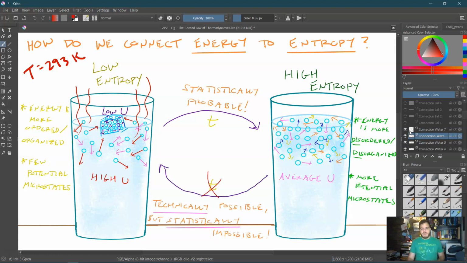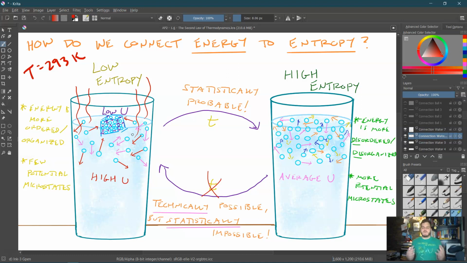Whereas if we go in the opposite direction, it is technically possible. So technically I could say, well, this could go to here. But it is statistically impossible. And the reason why it is statistically impossible is because I have high entropy, and I would have to essentially go to a state where there are fewer possible microstates, and that's just not going to occur, statistically speaking.